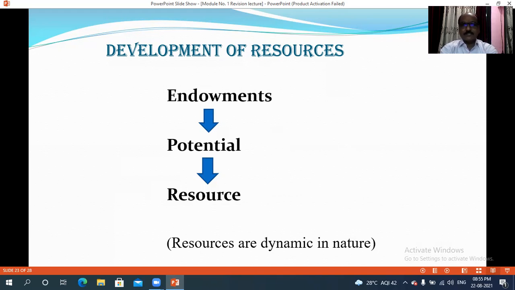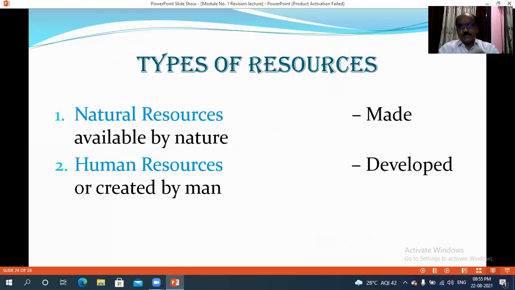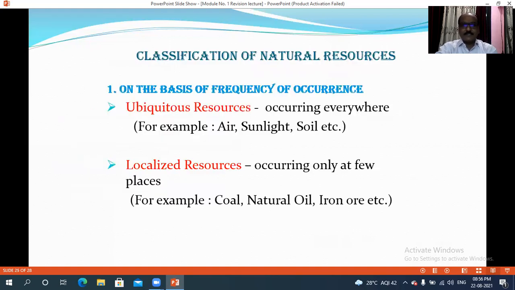Dear students, resources are dynamic in nature. So these are continuously changing because of human development. Then, dear students, types of resources. There are two basic types of resources: natural resources and human resources. The resources which are made available by nature are called natural resources, and the resources which are developed and created by man are called human resources or man-made resources. These are the two basic types.